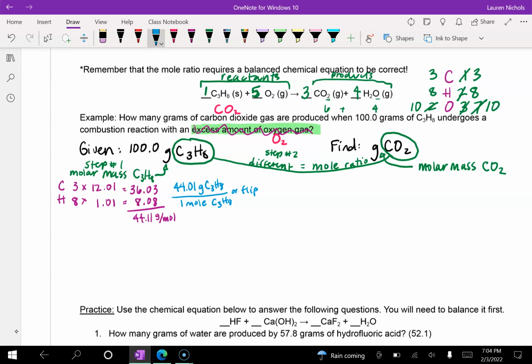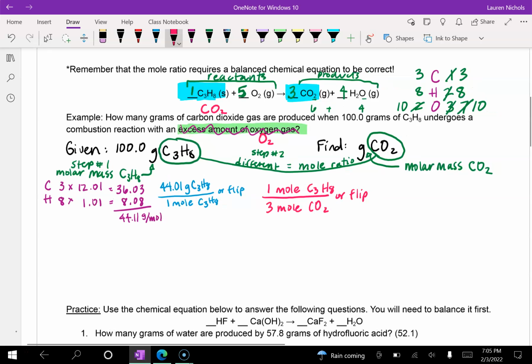Our mole ratio, we're going to pull from the balanced chemical equation. So when we look here, we have C3H8 right here and carbon dioxide right here. So we see a coefficient of a 1 and a 3. So that means I can put 1 mole of C3H8 and 3 moles of carbon dioxide at the bottom, or again, we'll have the option to flip it.